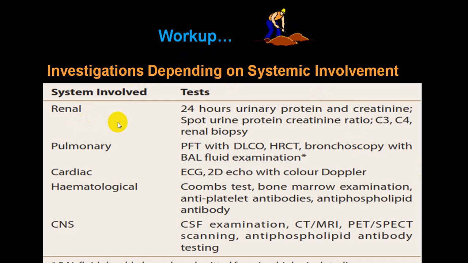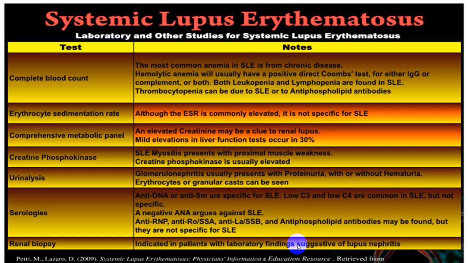Renal involvement, you can make out by proteinuria, creatinine elevated, complement level low; renal biopsy will be necessary. As far as respiratory system involvement is concerned, you will have to go for pulmonary function test, HRCT. In cardiac, ECG, 2D echo. In blood, Coombs test, and antiphospholipid antibody, antiplatelet antibody. You can even go for a bone marrow examination. In CNS, CSF examination, CT, MRI or PET scan may be necessary, and antiphospholipid antibody will be positive.